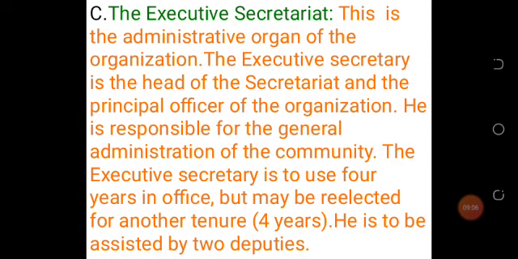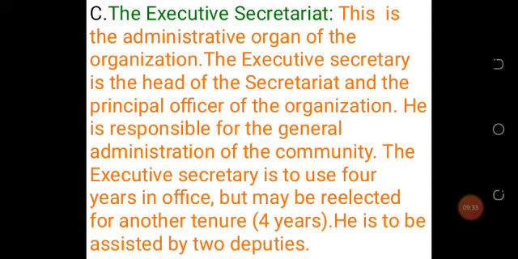The executive secretary is to serve 4 years in office but may be re-elected for another tenure. He is to be assisted by 2 deputies. What do I mean? The executive secretary, like I told you, is to head the secretariat and is to be assisted by 2 deputies. The 2 deputies are appointed by the Council of Ministers, while the executive secretary himself is appointed by the Authority of Heads of State and Government.